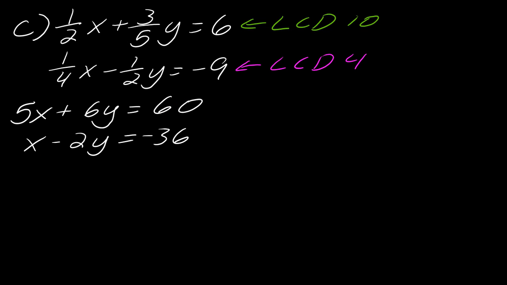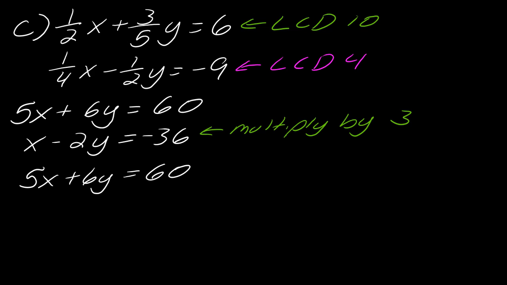Once again, I'm going to use elimination one more time. Like I said, I think it's a little faster. So I have these two equations. I think it would be easiest if I multiplied this particular equation by 3. I could have also multiplied it by 5, so there's often more than one way you can do things. But I'm going to multiply this by 3. So restating my system, now I have 5x plus 6y equals 60, and 3x minus 6y equals -108.